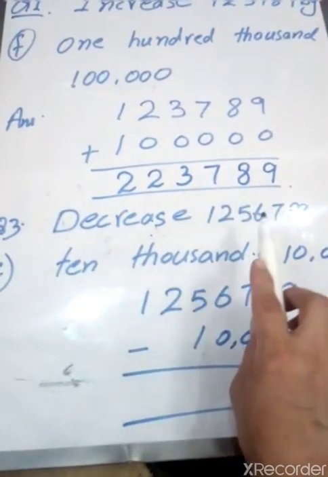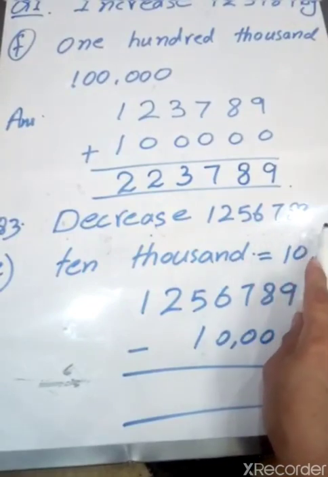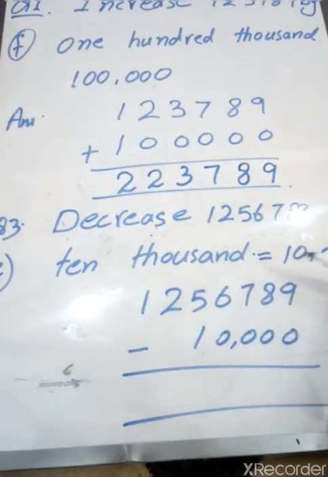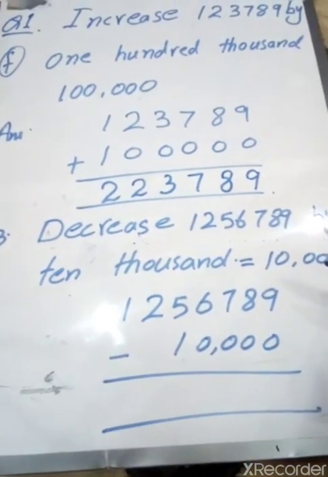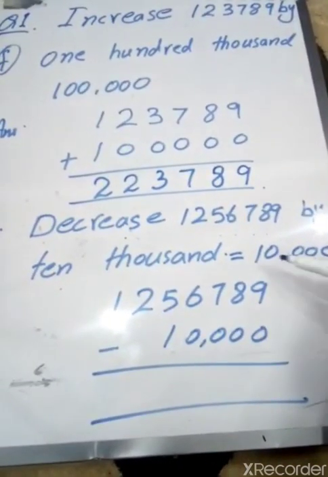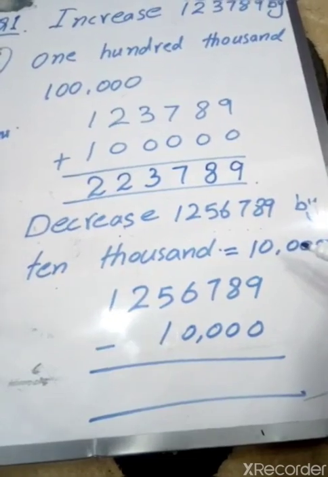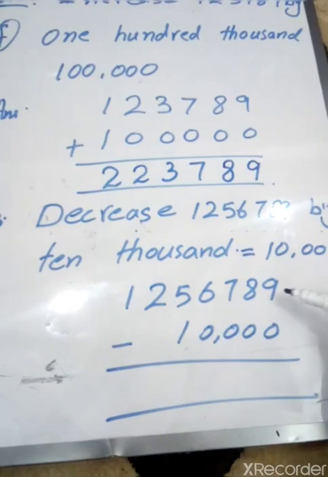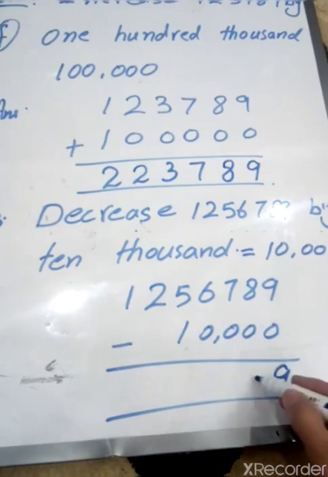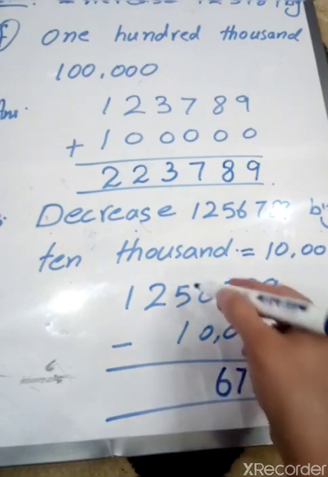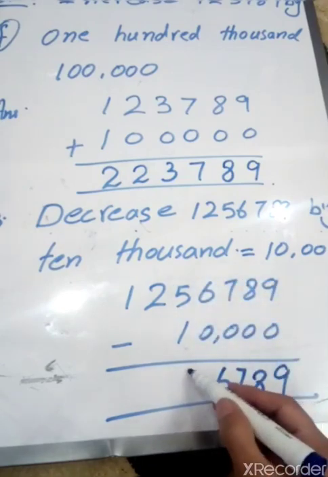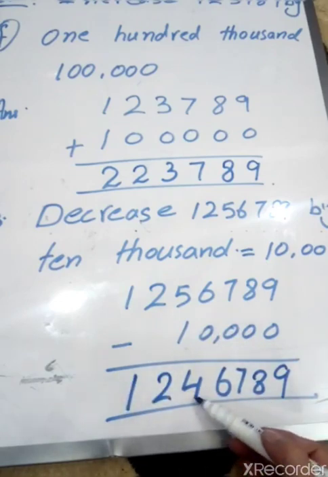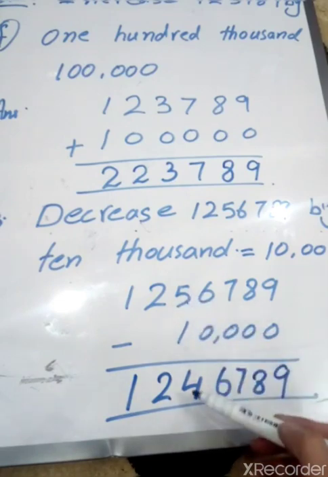Question number 3, decrease 1256789 by 10,000. So first we are going to write 10,000 in numbers. It is 1, and after that we have 4 zeros. Then make a sum below that question and solve it. When we subtract 0 from 9, it is 9, then 8, 7, 6, and when we subtract 1 from 5, it is 4. The rest of the numbers remain the same. It means we have to subtract 1 from the 10,000 place.